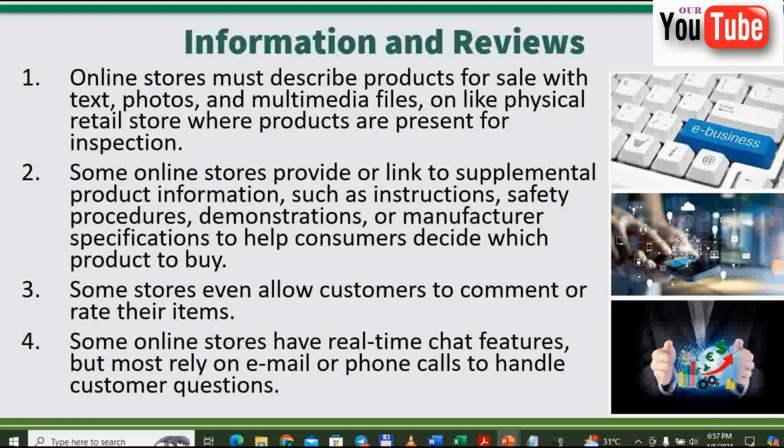Now, information and reviews. One, let's discuss this. Online stores must describe products for sale with text, with photos, with multimedia files, unlike a physical retail store or mall where products are being presented for inspection. Just the information on the product is enough. But you see, if you want to buy a phone online, you see the picture just like you will see it in a store. However, you could also search the specification of that phone. You could also compare it. All these you can do online. So you see, information and reviews are easy online.